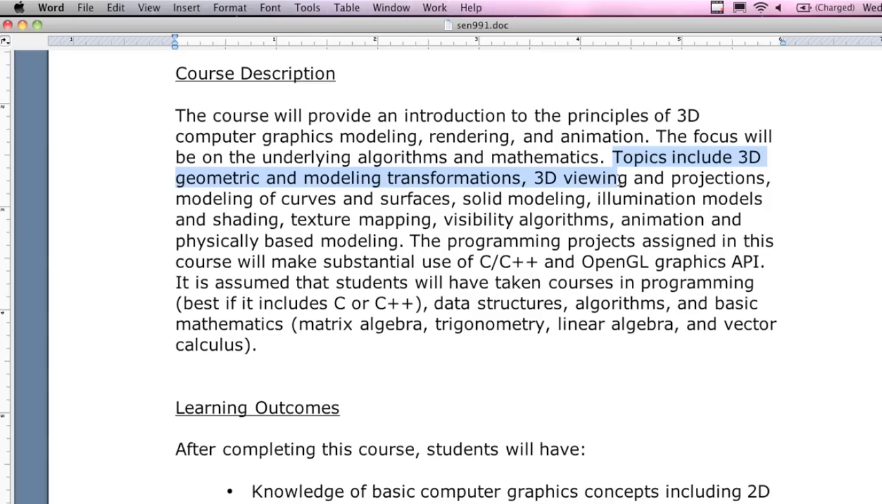You're not going to be required to use any math, however, but an understanding of that might help you understand some of the computer graphics stuff a little bit better. But you can still get by without any math, actually. Algebra probably would not be a bad thing to be familiar with, but if you're not a math person, don't worry about it. We'll be looking at modeling transformations, not a math-based concept. The 3D geometric plane, not really math-based. It's kind of light geometry. 3D viewing projections, modeling surfaces, curves, solid modeling, illumination model, shading, texture mapping, visibility algorithms, animation, physical-based modeling.